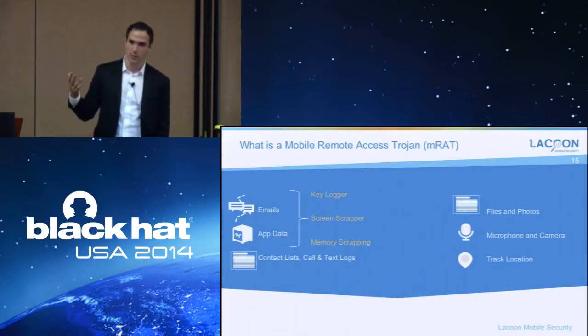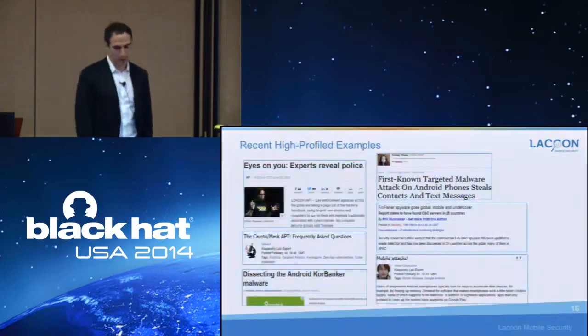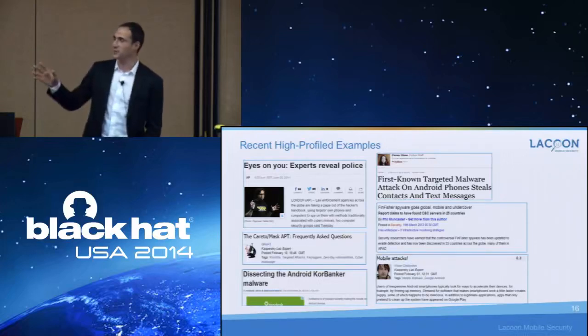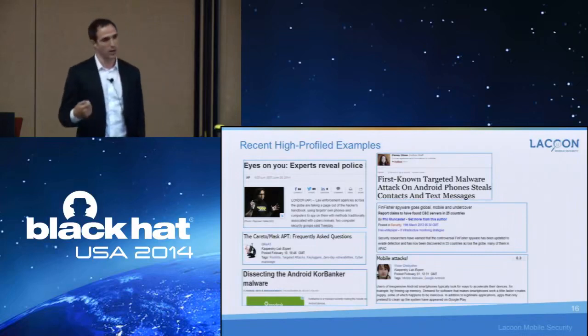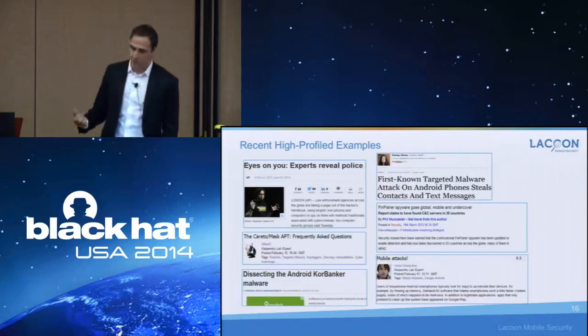So those, generically, would be the three attacks that they would use. And just to give you a high-level example, those are some of the press releases that were recently about all kinds of APT campaigns where a mobile component, which is essentially an MRAT, was part of it.